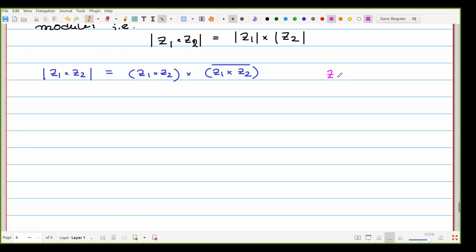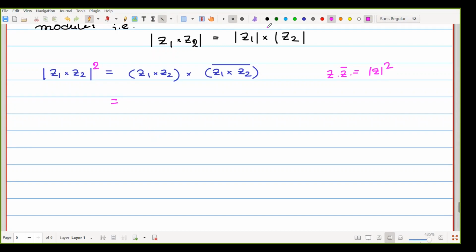Modulus of z1 into z bar is equal to z bar whole square. So here we are wrong. That must be like that. z1 into z2, its modulus whole square is equal to z1 into z2 into its conjugate.